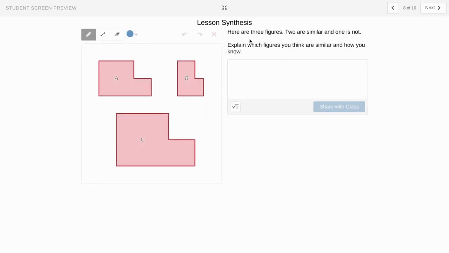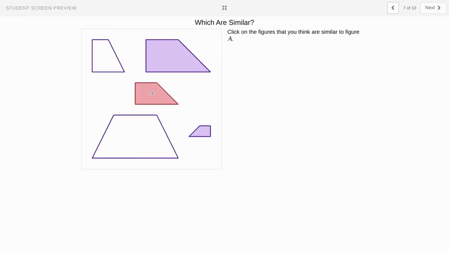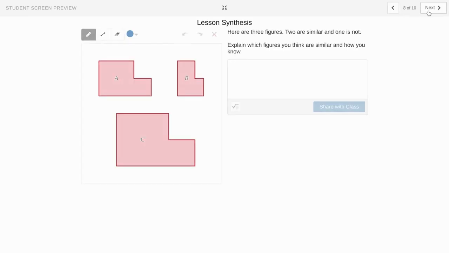All right, here are three figures. Two are similar and one is not. Explain which figures you think are similar and how you know. All right, so using what we did back here, those reasons that I just brought up to you, what figures are similar? And we'll come back to this after our slides. So please pause right now, type in your answer, and then press play when you are finished.